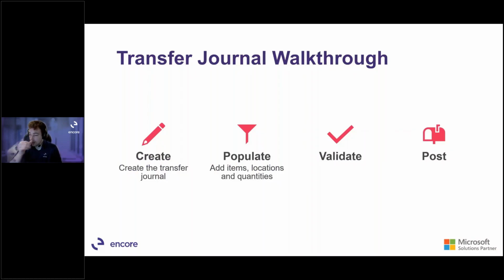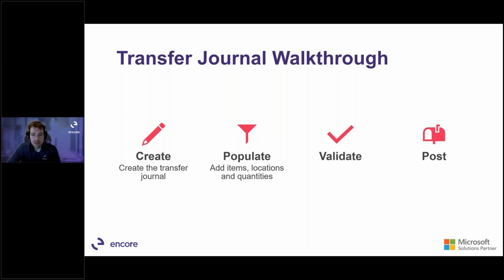So in general, here are our steps for processing a transfer journal. We will create a transfer journal. We will populate items, locations, and quantities. We will validate that journal, and then we will post the journal, and inventory will be instantly available.